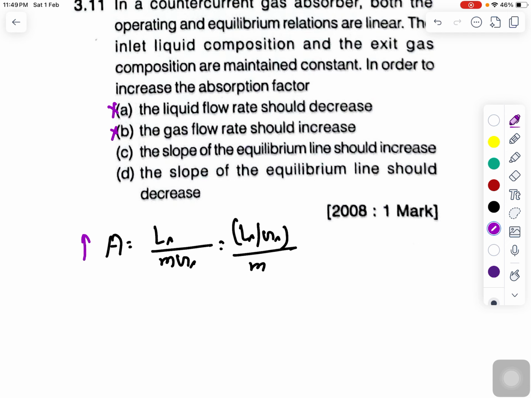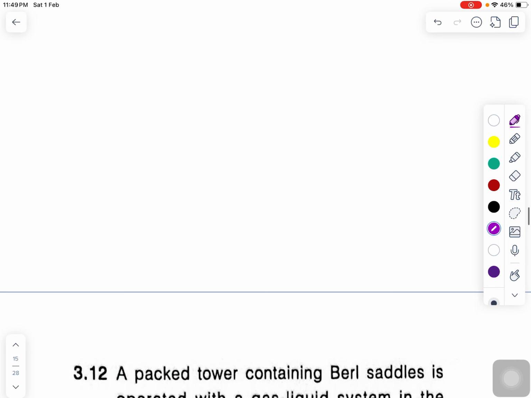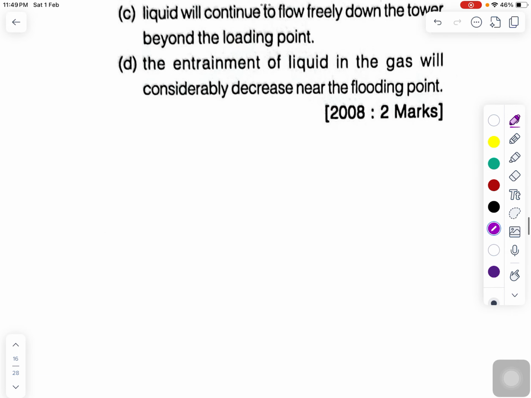The absorption factor will decrease. The slope of the equilibrium line should increase. Again, this is wrong. Why? Because if you increase the slope of the equilibrium line, then the absorption factor will decrease. The last option, the slope of the equilibrium line should decrease, then the absorption factor will increase. So option D will be your correct answer. This is a very simple and fundamental question, and it can be asked for 1 mark, but these days they are not asking this kind of question. GATE has reached a good level. GATE is now putting good level questions. That's why you have to understand the tough concepts also.